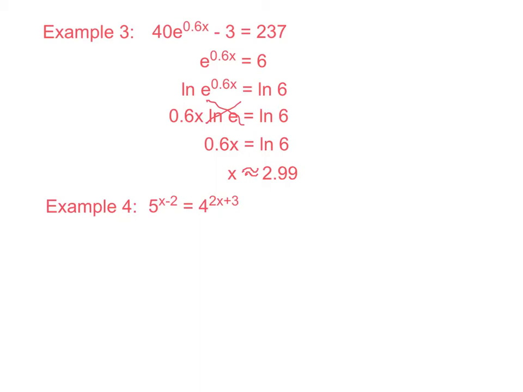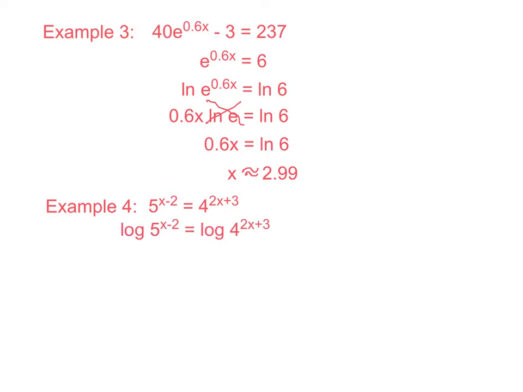So let's look at another example. Let's say we've got x in the exponent, but it's on both sides of the equal sign, all right? And our base numbers, 5 and 4 in this case, aren't powers of each other. So how do I approach this?